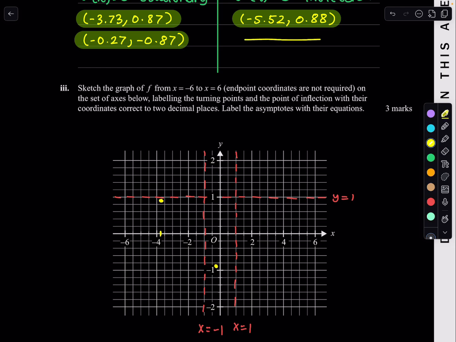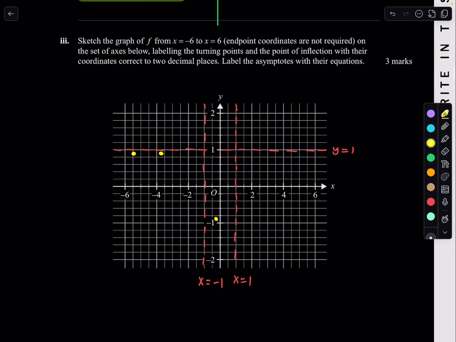And then, of course, we have this one here, the point of inflection, which is negative 5.52. So that's negative 4, negative 5, negative 5.5, which is around here, and 0.88, which is close to this one over here. Yep, around there. Done. So we've got the coordinates of how they are located.